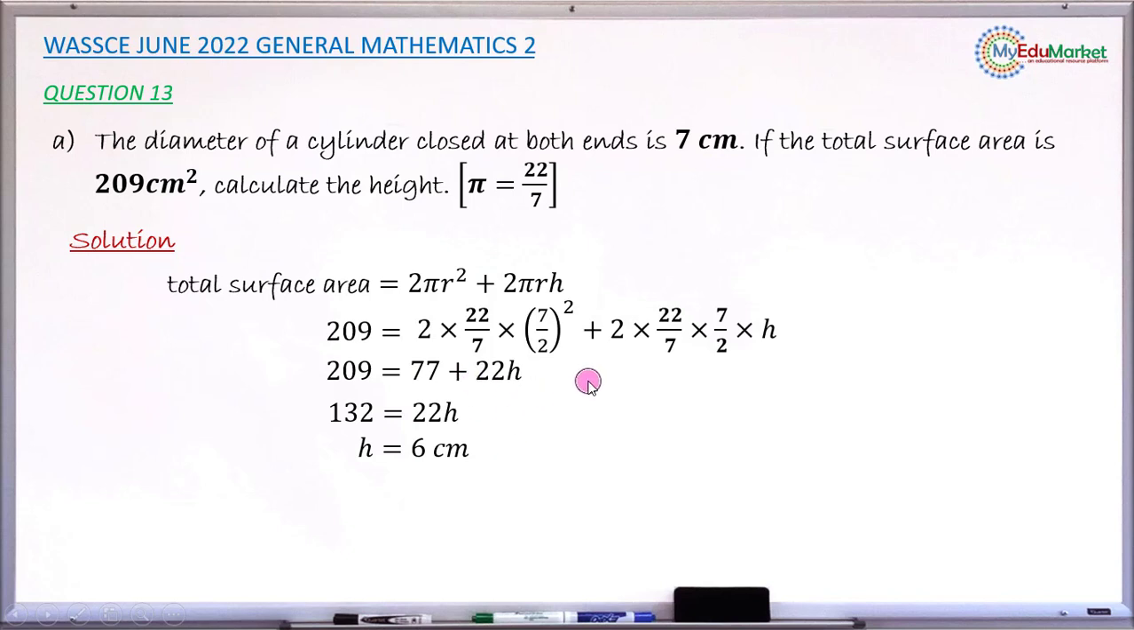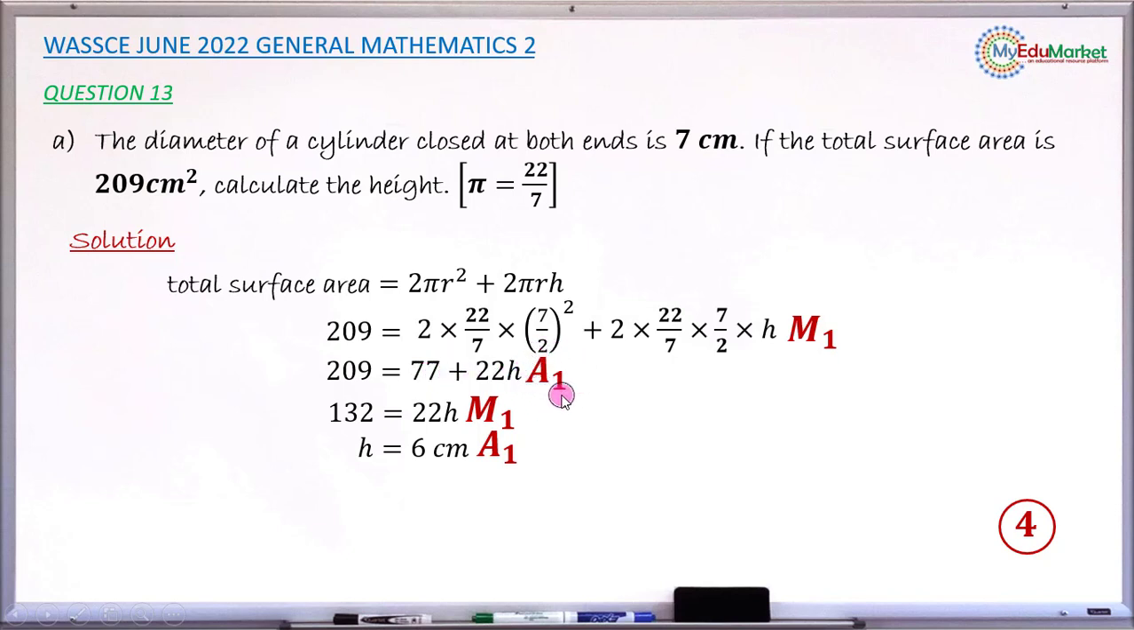Let me quickly share with you the mark distribution of this question as it is in the marking scheme. The very first mark is the method 1 mark. You have this mark when you substitute correctly in the formula for total surface area, that is, substituting the total surface area, the radius, and the value of pi correctly. If you then simplify the right hand side correctly and have 77 plus 22h, you have the accuracy 1 mark.